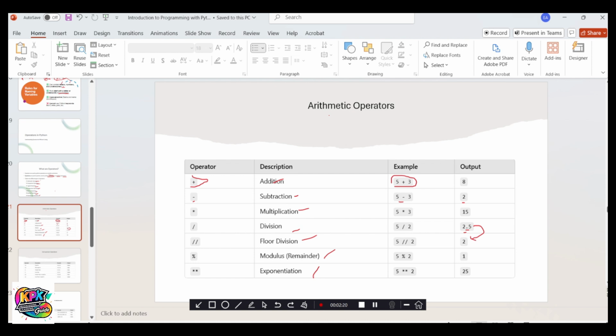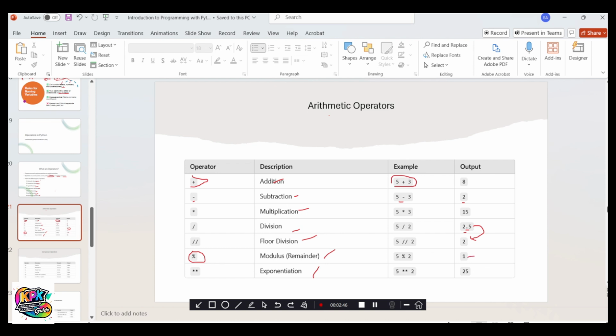You have the modulus, which is the percentage sign as we traditionally know. This gives us the remainder. So 5 modulo 2 is going to give us the remainder. 2 times 2 is 4, so we are left with 1. The modulus gives us the remainder of our operation.